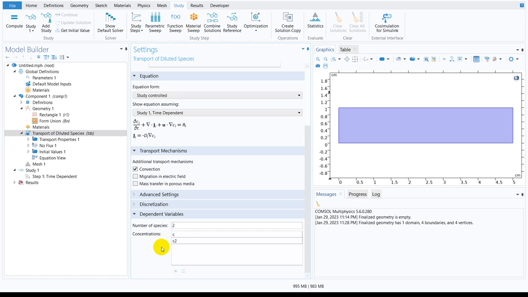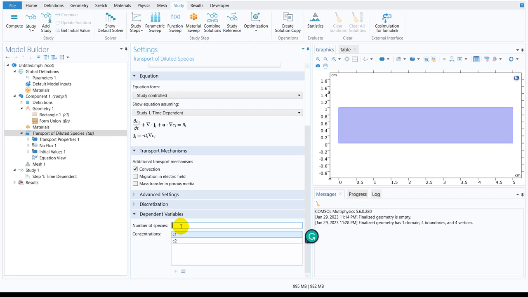When I change it to 2, if you notice here, one concentration is now denoted by C and the other concentration is denoted by C2. That means we are solving for two species, C and C2. For our reference, we can change this name. Suppose we name it C1, the other remains as C2. And thereby you can change the number of species.